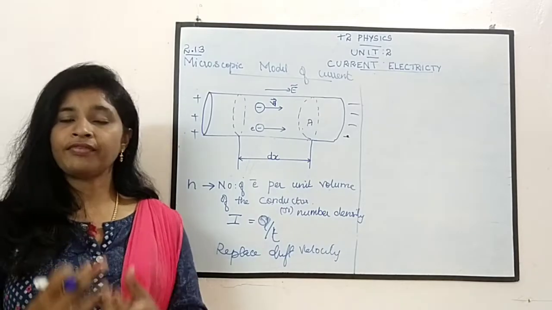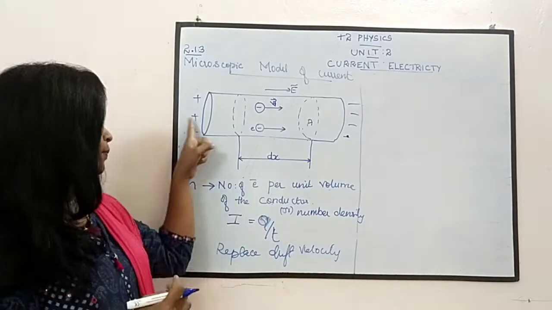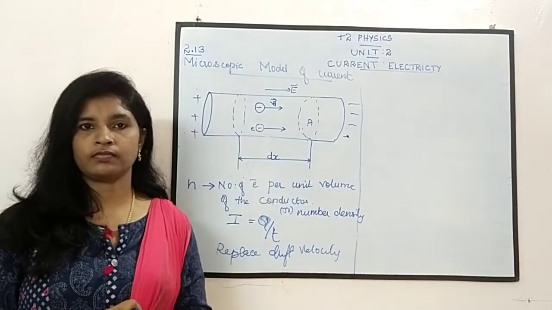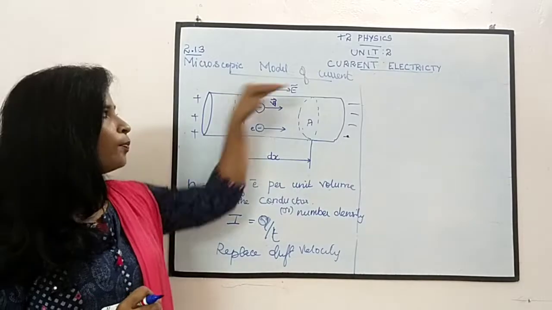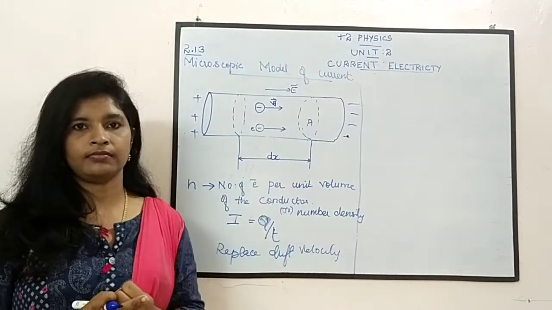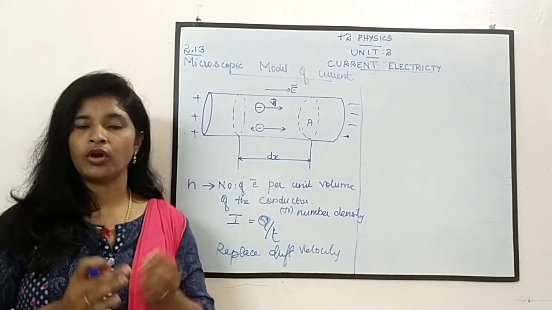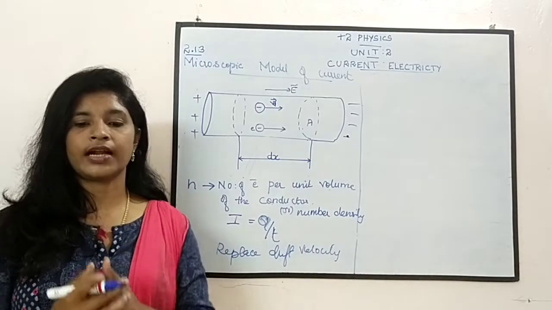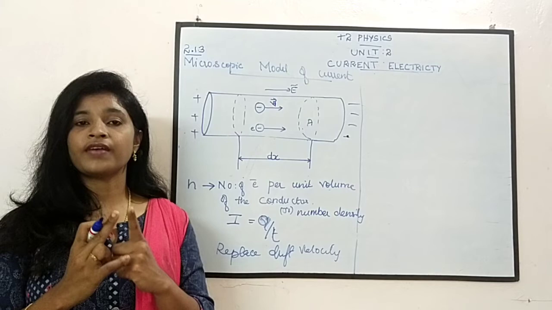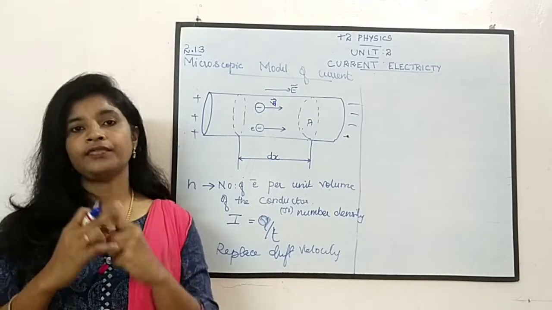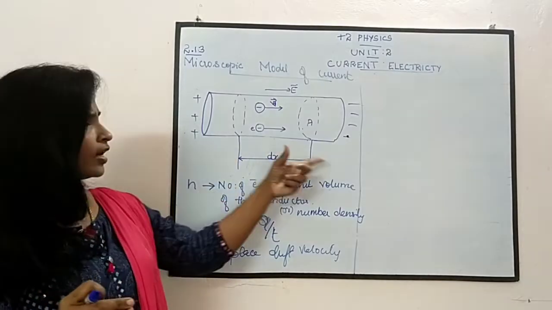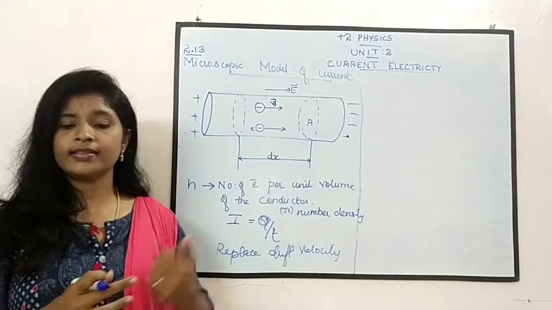When we apply the electric field, the electrons will experience a force, in which direction? Opposite to the direction of the electric field. In the last videos I have explained that electrons start to drift opposite to the electric field direction. So that velocity is called the drift velocity. We have selected only this much part.